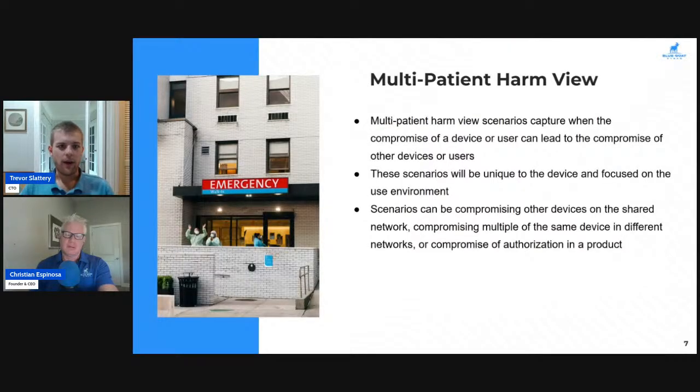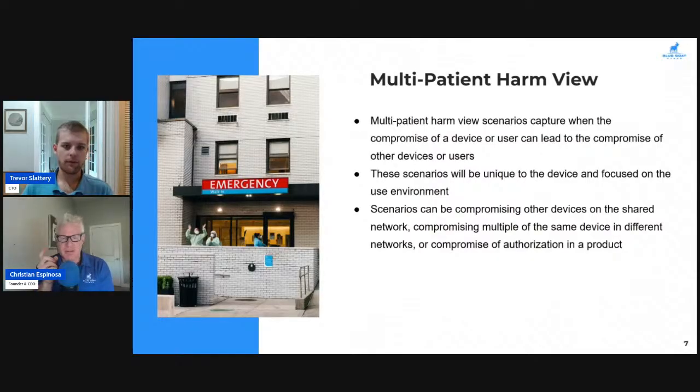Next view that I want to talk about is the multi-patient harm view. I think this is one that can get the most complicated in some ways, and oftentimes has the most misunderstandings associated with it. This is essentially any scenario or situation that we can capture where compromise of a single device, a single user, a single component is going to lead to the compromise of multiple devices or multiple users.